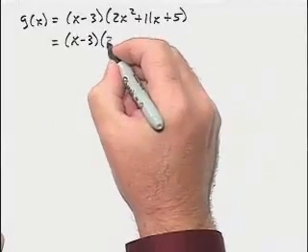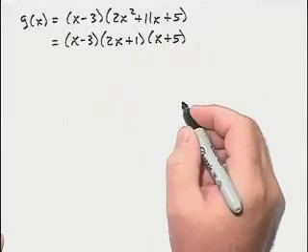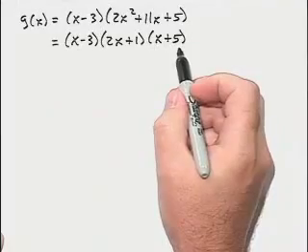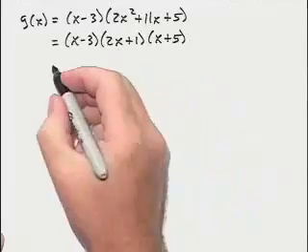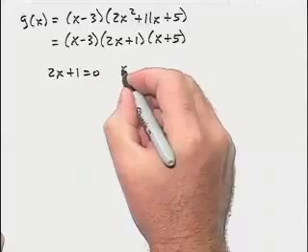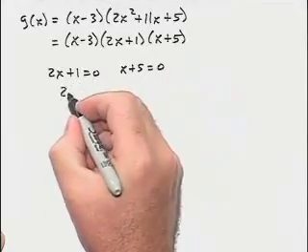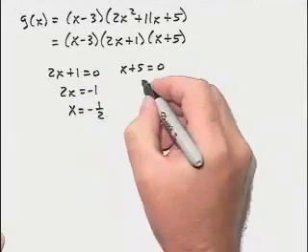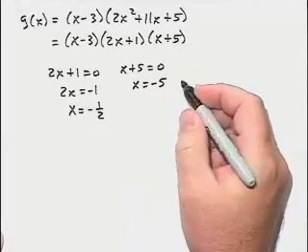We get x minus 3 times 2x plus 1 times x plus 5. So here we have our function g of x in factored form. To find the remaining zeros, set our last two factors equal to 0 and solve. We get 2x plus 1 equals 0. x plus 5 is equal to 0. So solving this equation, we get 2x equals negative 1, or x is negative 1/2. With this equation, we'll end up with x is equal to negative 5.